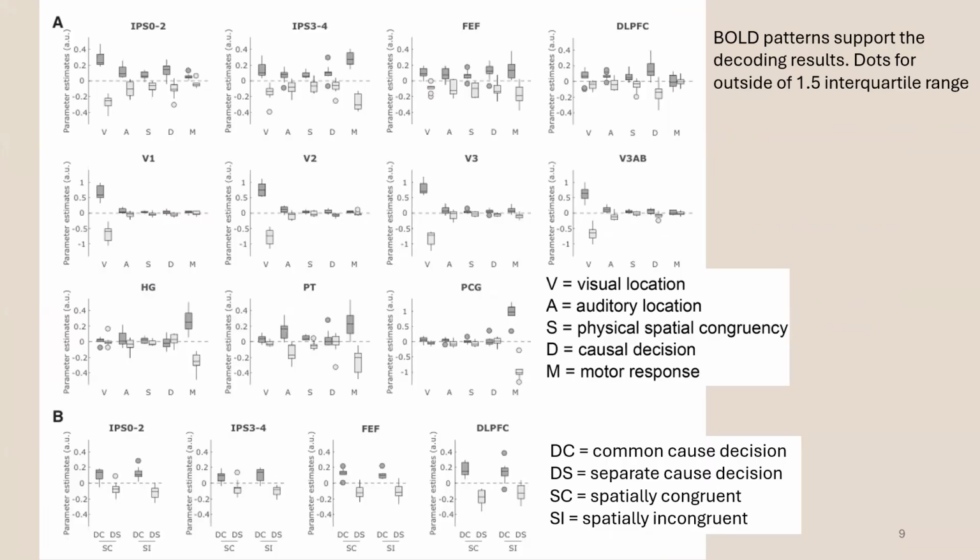Okay, the previous one was accuracies. This is about the parameter estimates. By that they mean, for example, the visual location can be on the left or on the right. So that's why, for each V in the coordinate systems, there are two box plots, one for left, one for right. Same for auditory and for physical spatial congruency, which is about spatially congruent or spatially incongruent. The D is the participant's decision, so that they say they come from the common cause or separate causes. And M is the motor response, left or right.